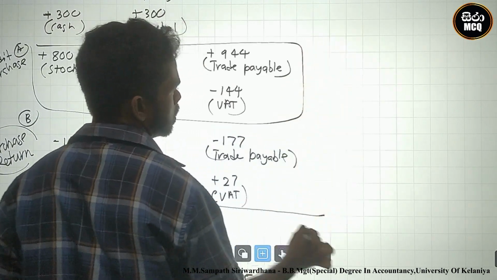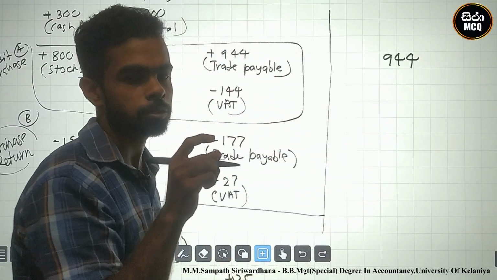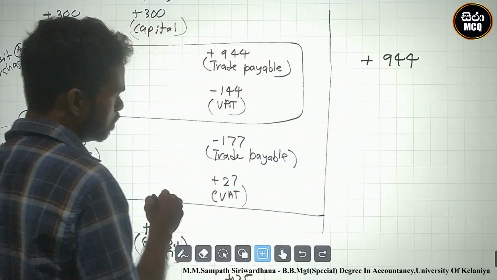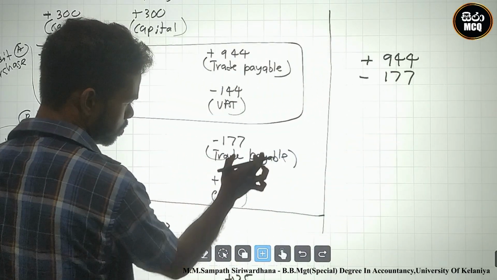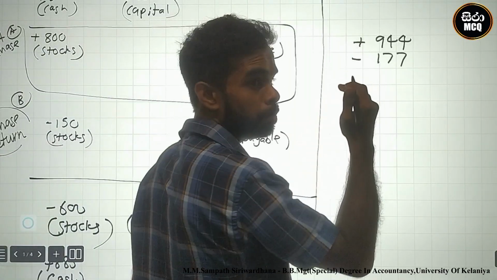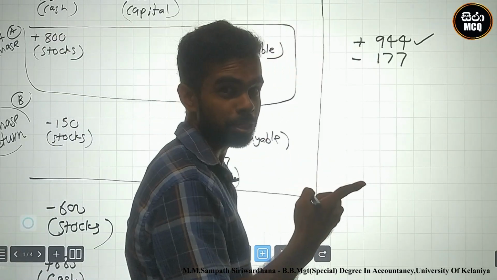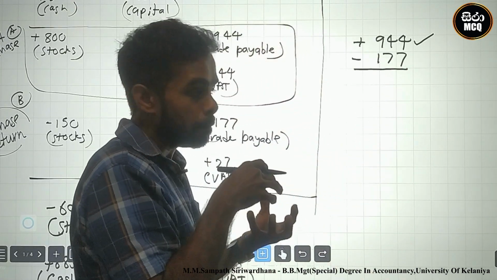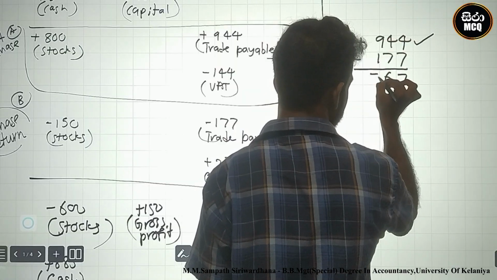Trade payable 944 with VAT. Trade payable must be identified with VAT. 944 plus, after that trade payable deduct 177. There is no impact to the VAT. This is the remaining payable balance. Firstly we must pay 944. After that return outward. Now we must deduct and identify the remaining balance of trade payable. What is that?